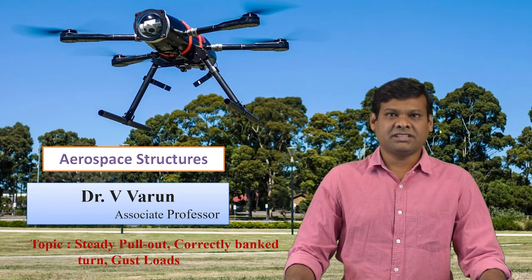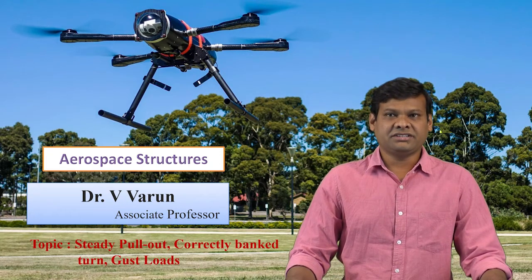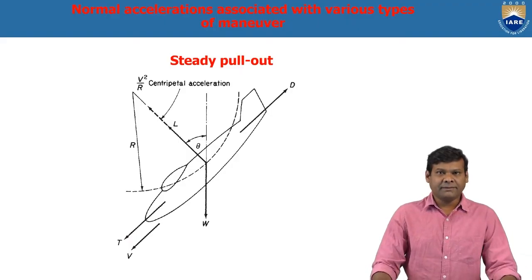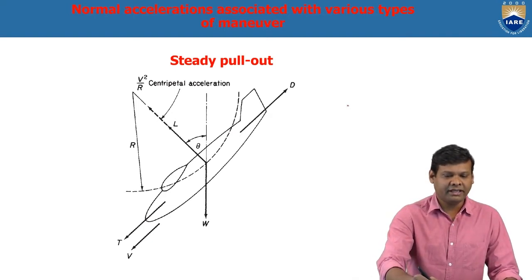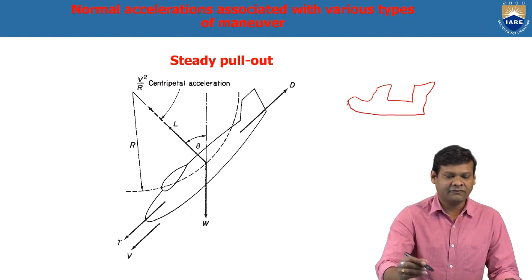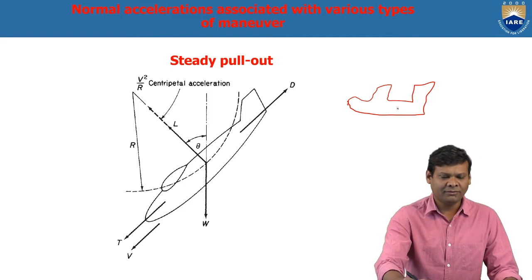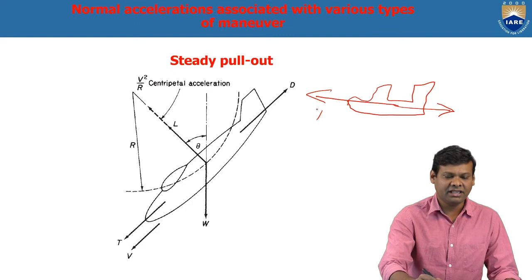Welcome to Aerospace Structures. Today we are going to discuss the steady pull-out, correctly banked turn and gust loads. This is a schematic diagram of a steady pull-out. For example, when you take an aircraft in level flight condition, this is a rough diagram of an aircraft. Previously we have discussed the forces acting on it. In a simplified way, the drag force is balanced by the thrust force T and the weight is balanced by the lift force.